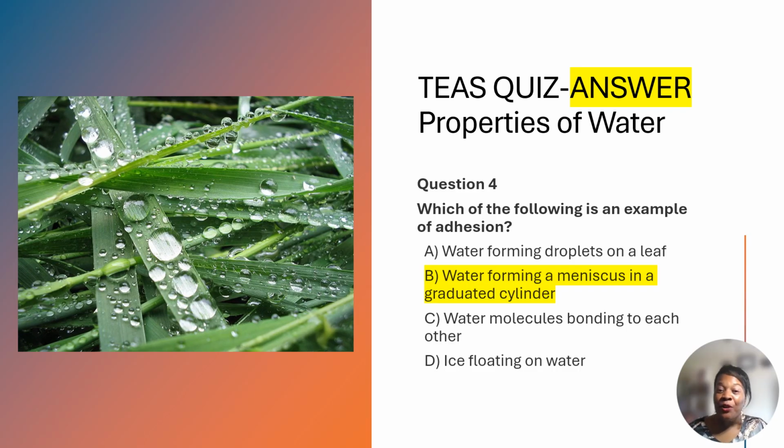The correct answer for question 4 is B, water forming a meniscus in a graduated cylinder. Here's why. Water forming droplets on a leaf and water molecules bonding to each other are examples of cohesion. That's why letter A and letter C are incorrect. And for letter D, ice floating on water, that's due to density differences between solid and liquid water, not adhesion.